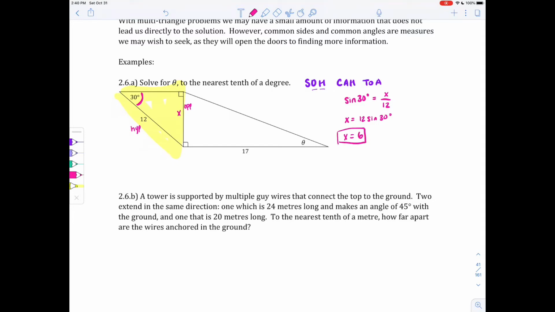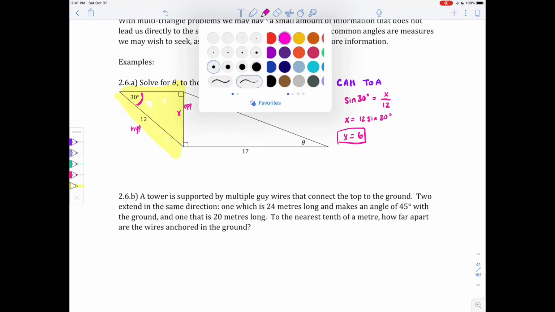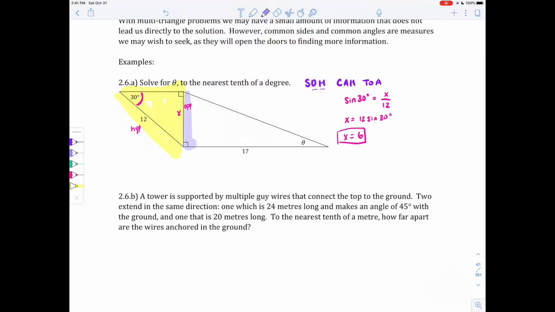But this is not my final answer. That's just the first step in solving my opportunity. The next thing I need to do is take a look at, what color am I going to use? This one. That x value to help me solve for the angle theta in this triangle here. Okay. As I do that, I notice that my theta here is my angle. In relation to theta, 17 is my adjacent. And in relation to my theta over here, x is still considered my opposite.